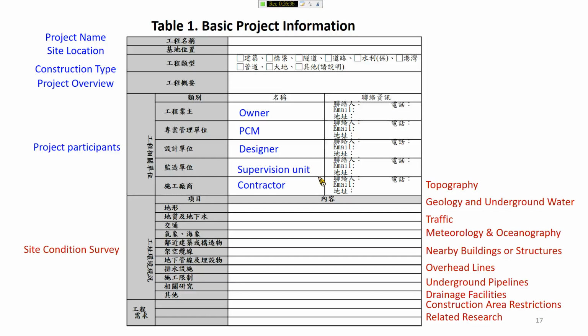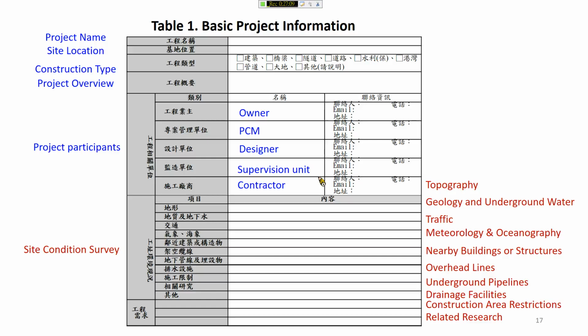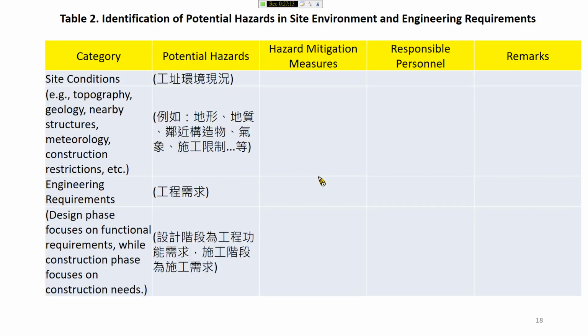It's the basic project information, including project title, site location, project site, project type, project overview, and project participants, including the owner, PCM, designer, supervision unit, and contractor, and also site condition, including topography, geology, traffic, etc. Okay, all this must be investigated. And these are detailed information for the site conditions. You have to identify the potential hazard related to these site conditions and the hazard mitigation measures and the possible responsible personnel for that hazard, etc.